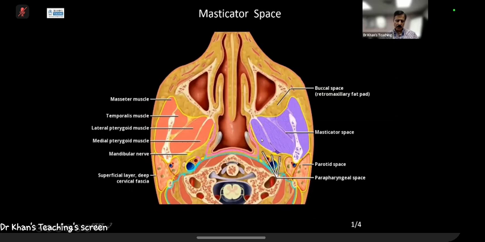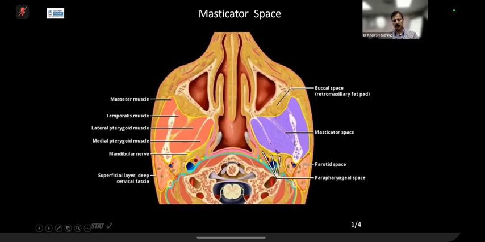So this purple space for you is the masticator space, and you can see that this is the mandible. Surrounding them are the muscles of mastication, and all of this is included in the masticator space. Anterior to that is a space which is the space in your cheek. We call it the buccal space, otherwise it's not very important. You should just understand that this is the fat around the cheek. Posteriorly, there is the parotid gland. So this is the parotid space.